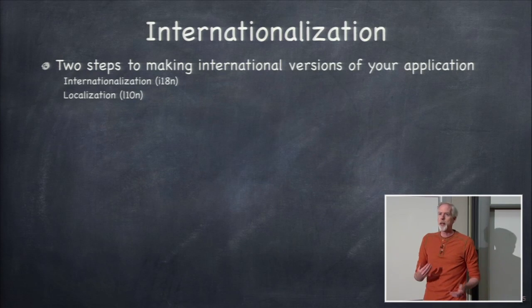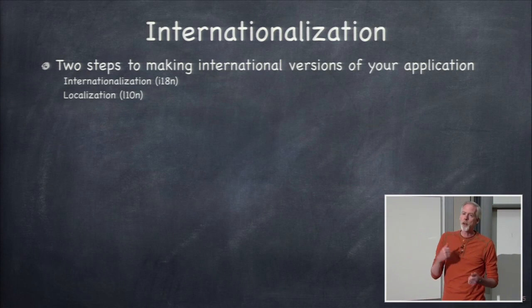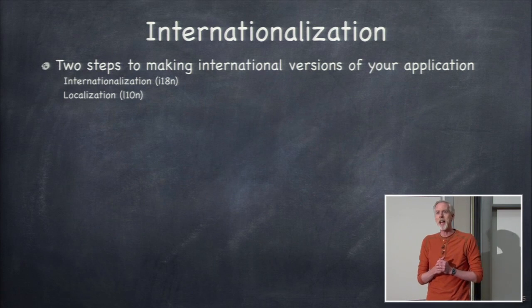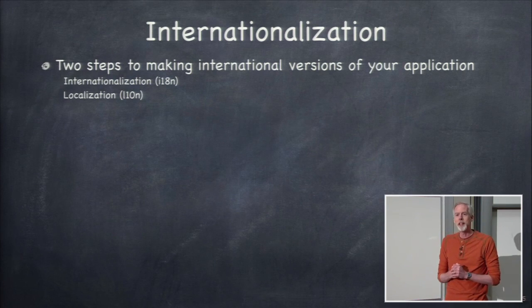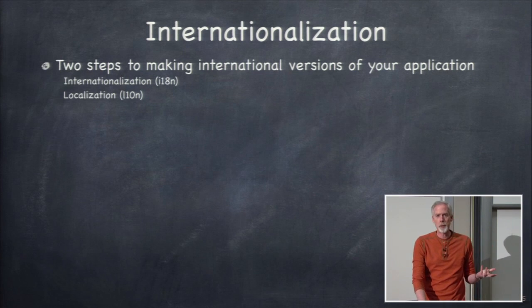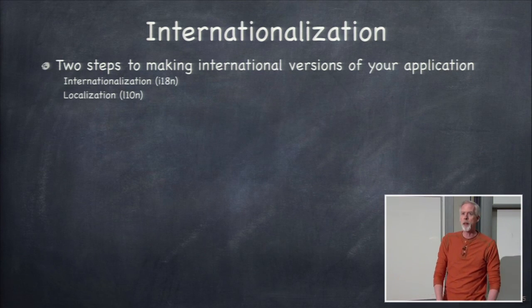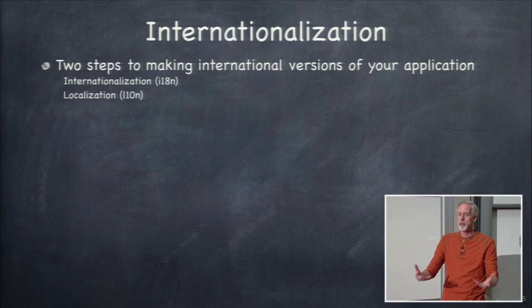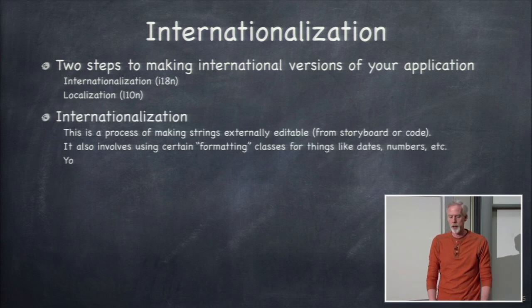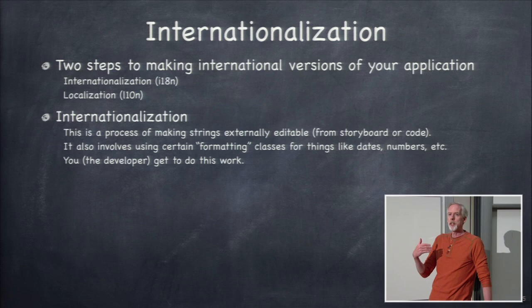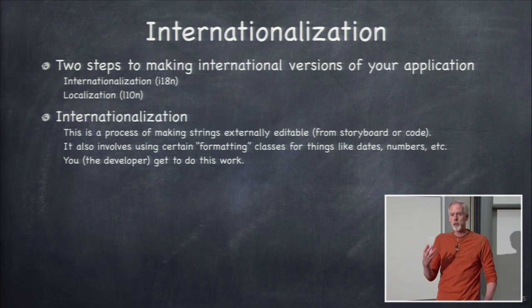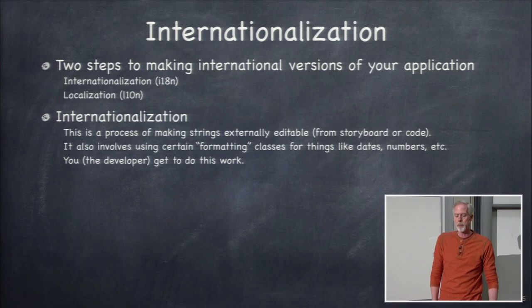All right, so let's talk about internationalization and localization. Those are actually two different things. Internationalization, sometimes called I-18N, because 18 letters in there between the I and the N. That's the process of making your application localizable. And then localization is the process of actually translating it to another language. So internationalization, that's work that you do as the developer. You have to take your app and do some things to it. Not a lot, but some little bit of things.